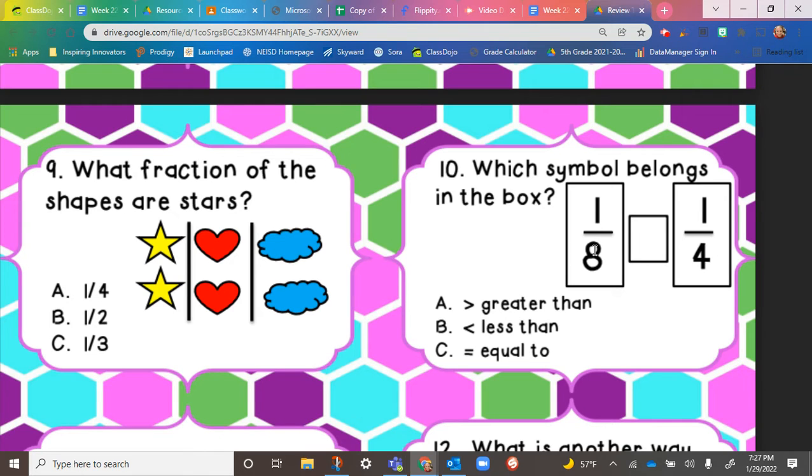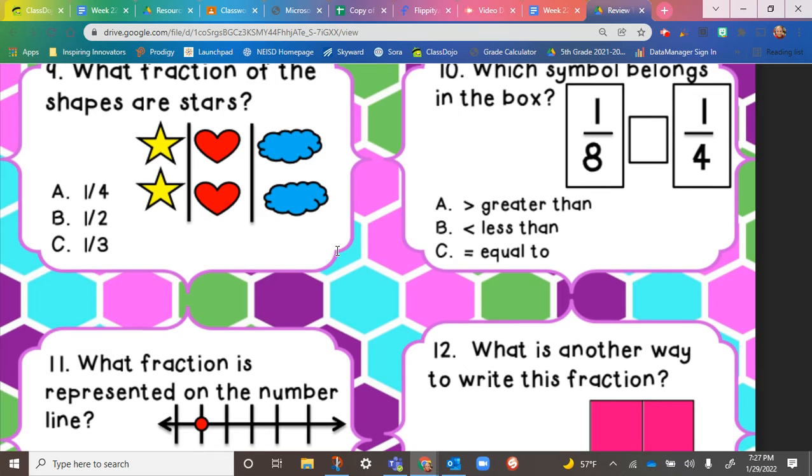So even though 8 is bigger, in fraction world, you have to think about how many parts the whole has been broken into. So the more parts you break something into, the smaller those pieces are going to be.